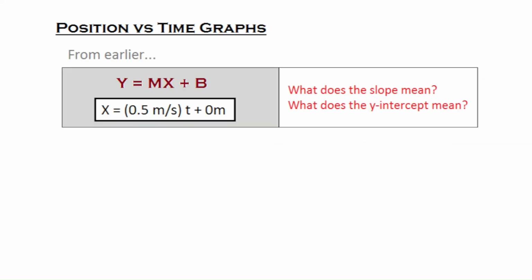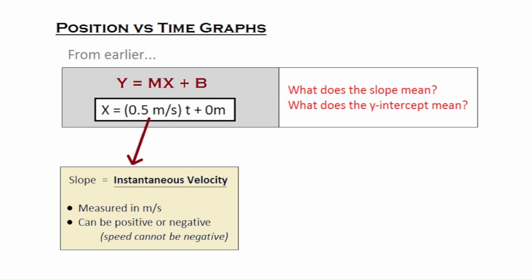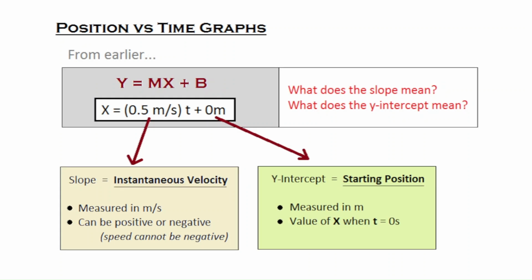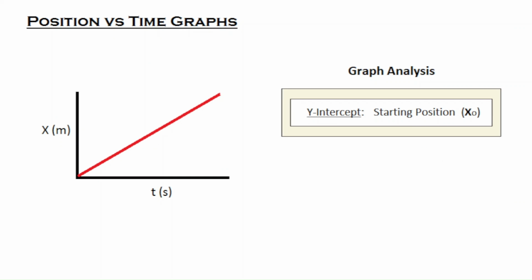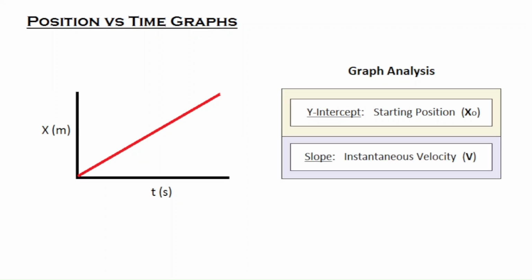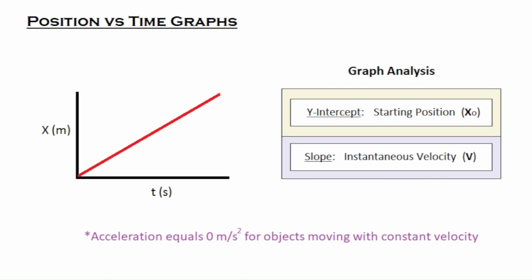Our goal was to make more sense out of the slope and y-intercept. Well, now we can conclude the slope as being the instantaneous velocity. We know this because it's measured in meters per second, and the slope can be positive or negative, which is a better connection to velocity than to speed. Our y-intercept is the starting position. It is the position value when time equals 0 and is measured in meters. To summarize, for position versus time graphs, know that the y-intercept represents the starting position of the object. The slope of the line will represent the instantaneous velocity of the object, and the acceleration value will be 0 for all objects moving with constant velocity.